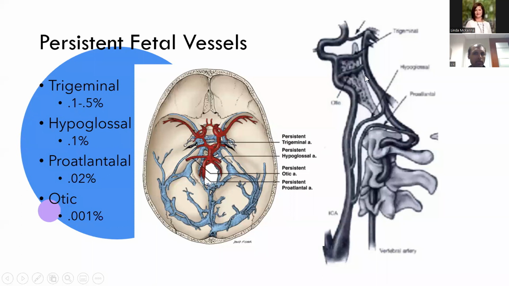And there's four primarily named persistent fetal vessels. 1 is the persistent trigeminal, 2 is the persistent hypoglossal, the proatlantal, and the otic. And the main risk factors here are sometimes there's increased risk of stroke, there can be an increased risk of aneurysm formation, and ultimately this anomalous flow just leads to increased turbulence, posing increased risk of vascular malformations in these patients.